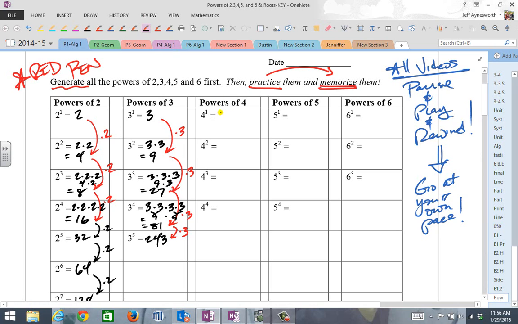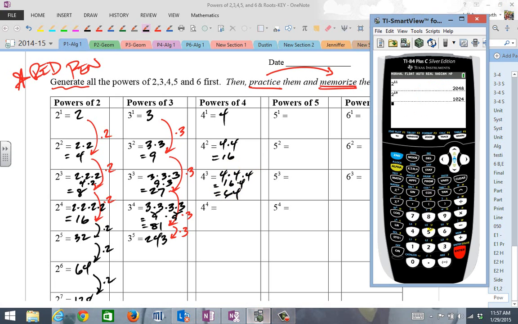We got 4 to the first is 4. 4 squared means 4 times 4, or 16. 4 cubed means 4 times 4 times 4, which is 16 times 4, or 64. And once again, you could be doing this. You can go 4 to the third power. Well, look at that. It gives you 64. All right? Times 4 gives you 256.